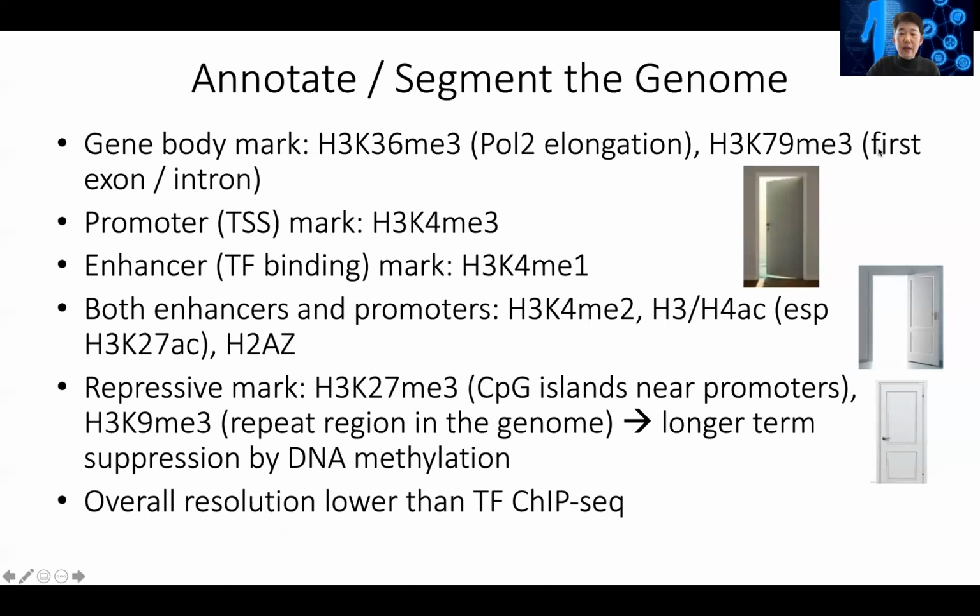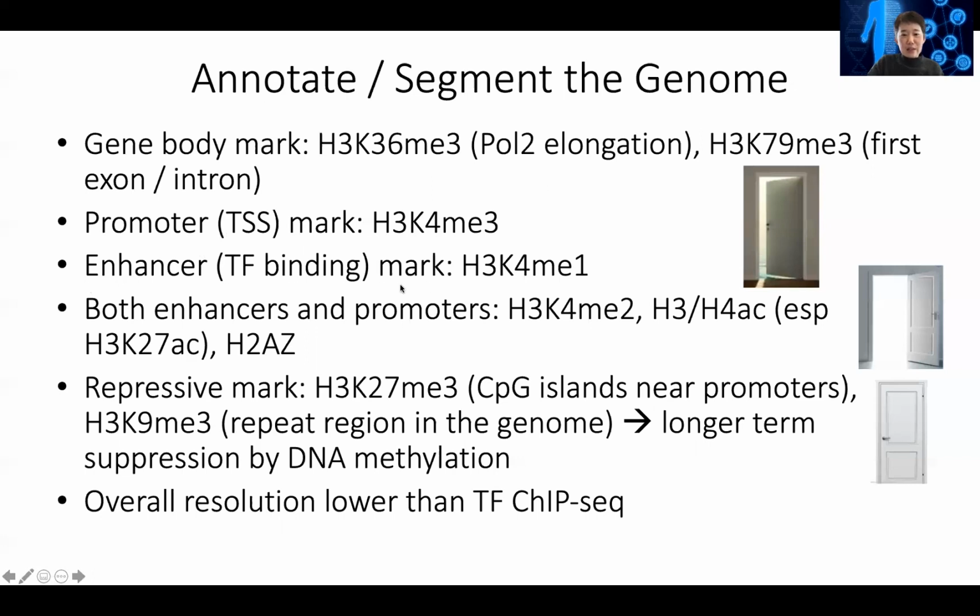H3K79 trimethylation is stronger in the first exon and the first intron, and then the later exons or gene bodies are much, much weaker. H3K4 trimethylation is a very strong mark near the beginning of the gene, and it tells the cell where a gene has the promise to be activated. You can imagine this is like a door that's only slightly open, just to tell the cell this gene has the promise to be turned on.